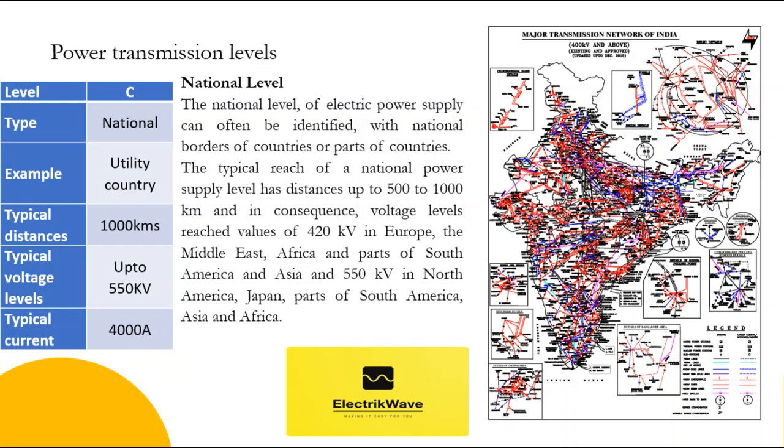The typical reach of a national power supply level has distances up to 500 to 1000 kilometers, and in consequence, voltage levels reached values of 420 kV in Europe, the Middle East, Africa, and parts of South America and Asia, and 550 kV in North America, Japan, parts of South America, Asia, and Africa.